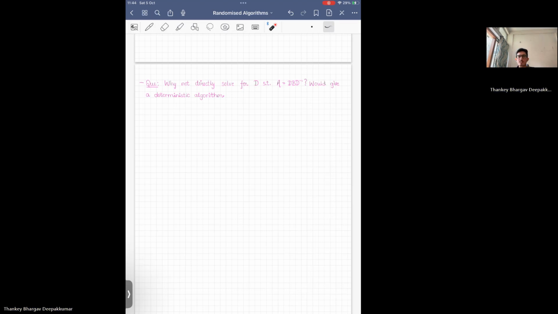Okay. So if you wanted to give a deterministic algorithm, here's one thing we can do. Instead of solving AD equals DB, sorry, AD equals DB, let's just solve for A equals D B D inverse directly. And if we get a D that satisfies this equation, we know that that D is invertible and we are done, right? Okay, so how do you do this?